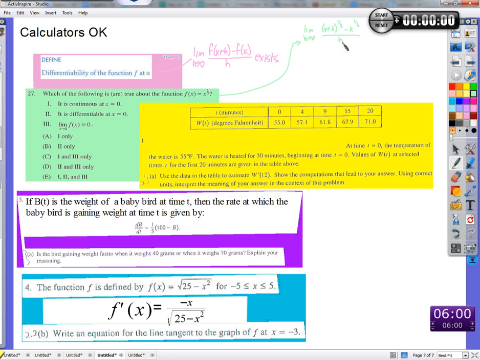Yeah. Well, we just have to find out if that limit exists. Let's leave that one just for the sake of time. We'll leave that one alone. Good idea. Okay. Good idea.